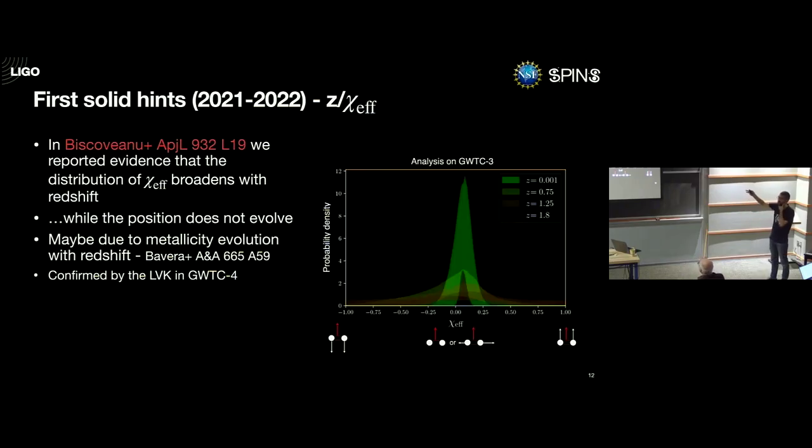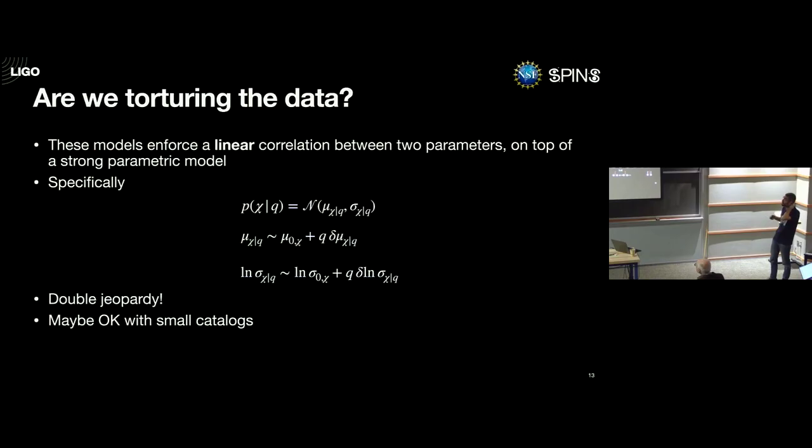However, as a data analyst, I always have to ask myself, because these are pretty strong models, these are linear correlations on top of Gaussian distributions, am I torturing the data? Right? There is a saying that if you torture the data enough, it will confess, right? And so these models are doubly strong. The base model for chi-effective is a normal, and the correlation is linear, right?